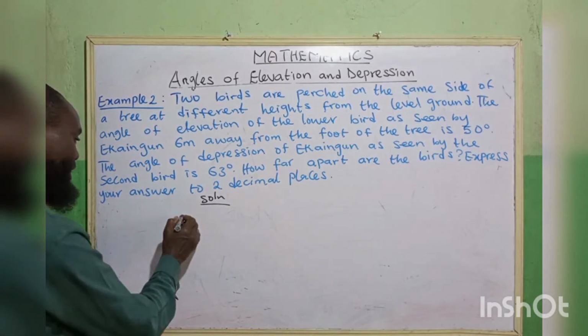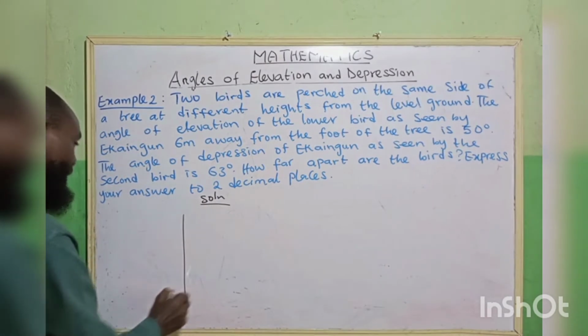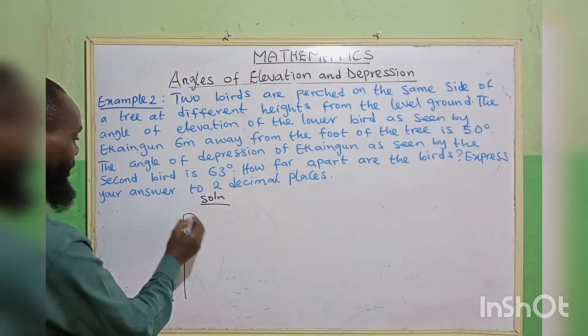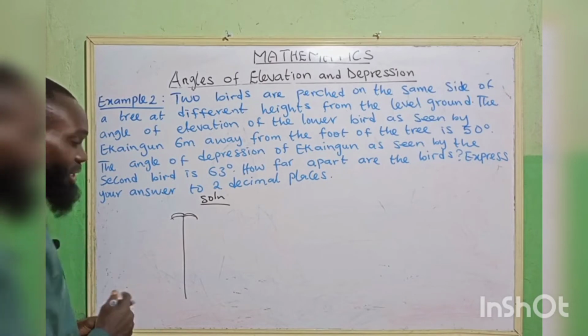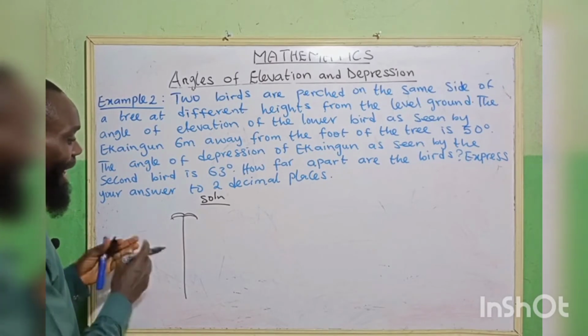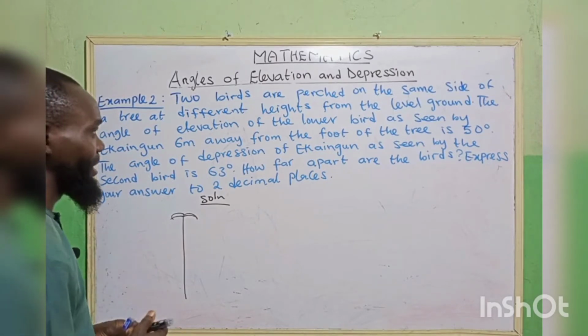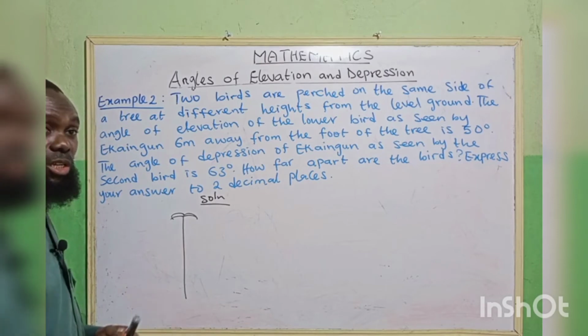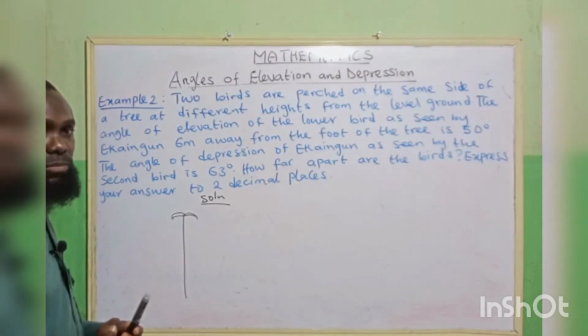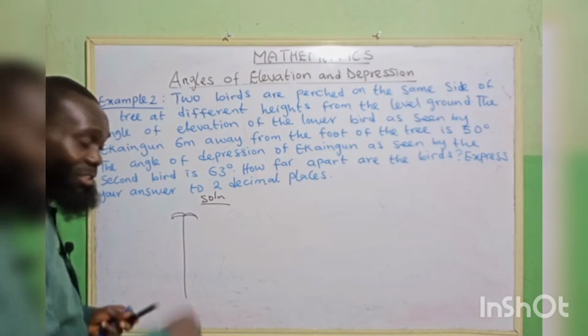Let's assume we have a tree this way. A tree will have leaves and a tree trunk. Two birds are perched there. Perched means that we have two birds on the tree, but they are apart, on the branches.